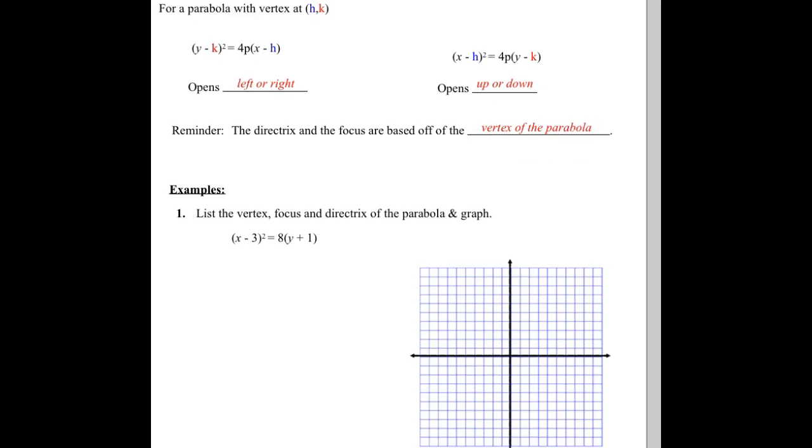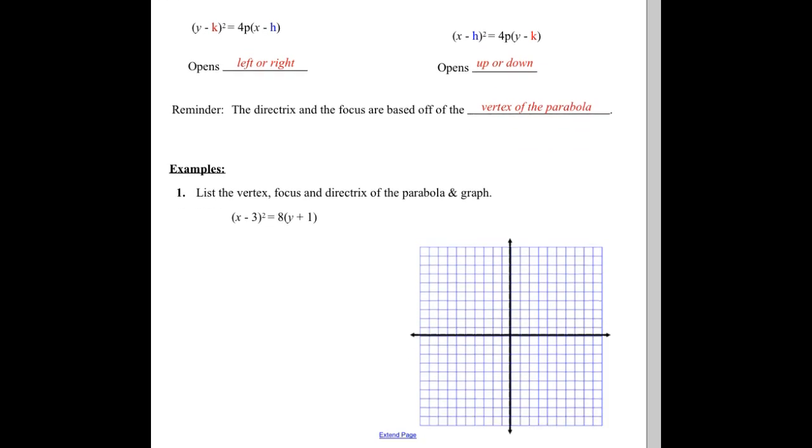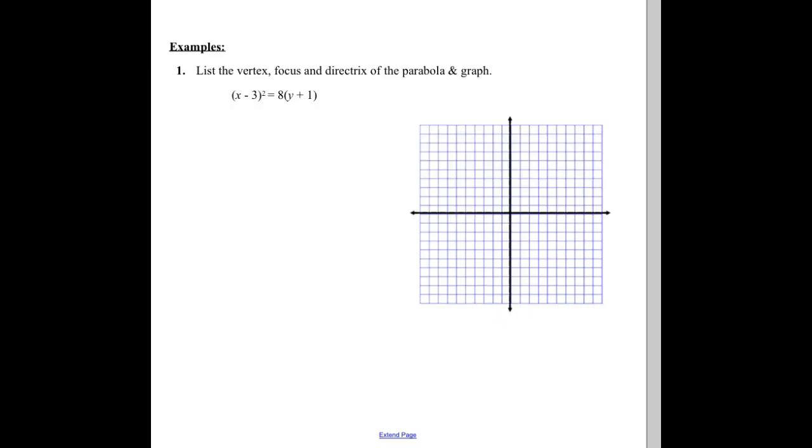Okay, let's try one. It says, list the vertex, focus, and directrix of the parabola and graph it. So first thing I look at, do I have an x squared or a y squared? I have an x squared. If it's an x squared kind, it tells me that I'm either up or down. X squareds go up or down. Next thing I look for is, what is the value for p? How do I find that?